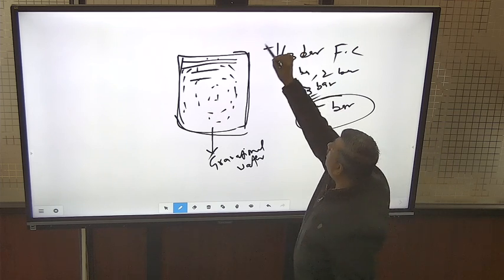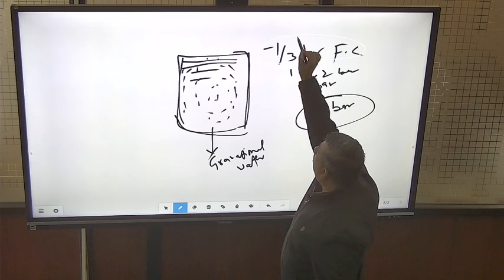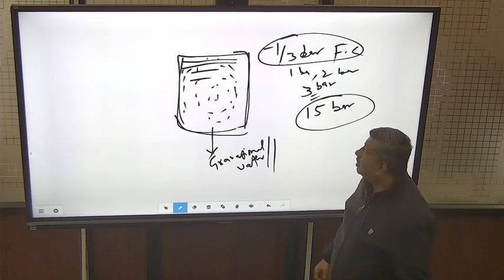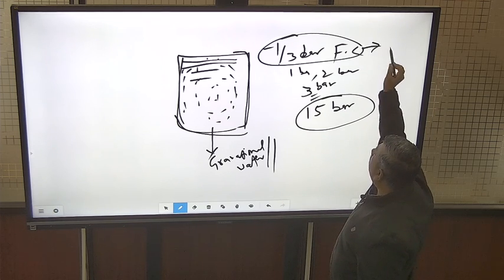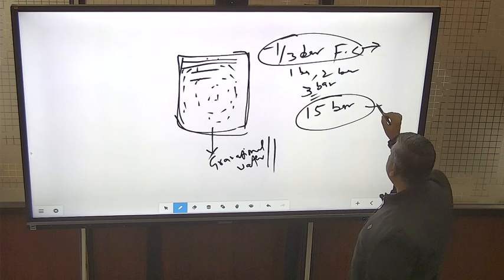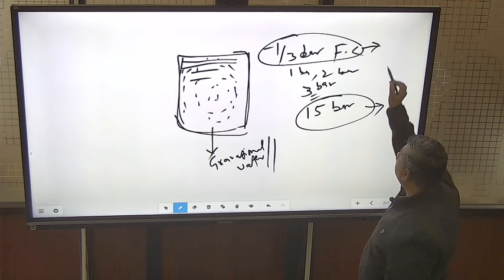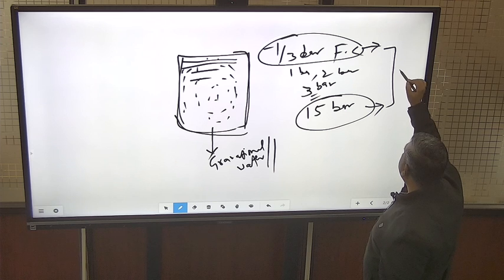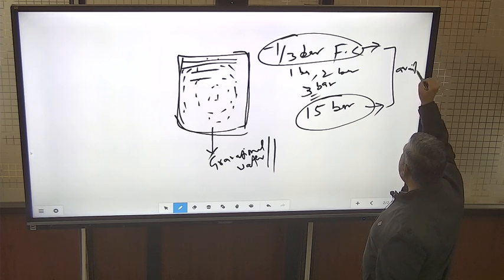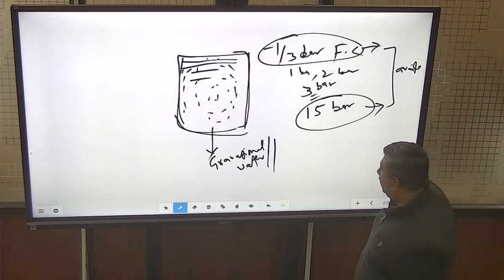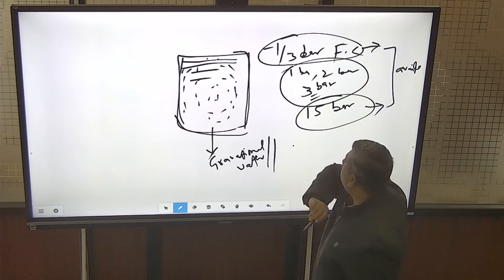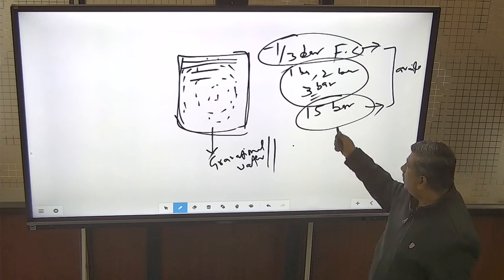So this is the upper limit. If moisture is beyond this, it is not available to the plant because it is gravitational water. So this is the first limit of availability, and this is the last limit of availability. So water between field capacity and permanent wilting point is available water. Is it clear? This pressure is between 1/3 and 15 bar.